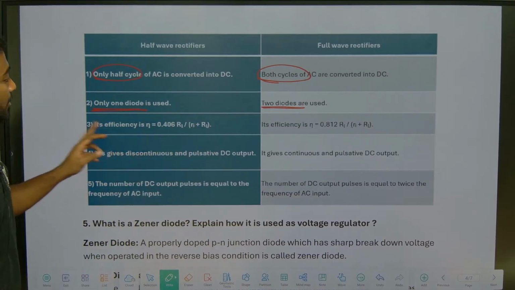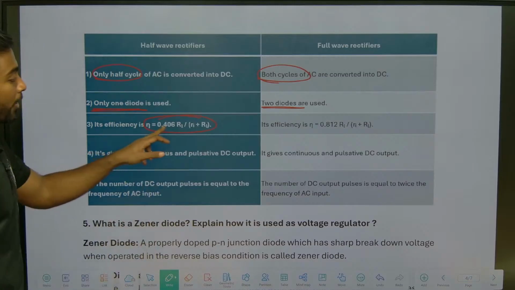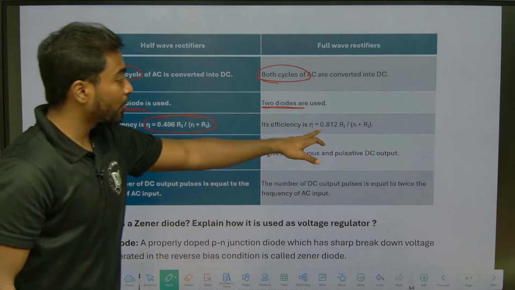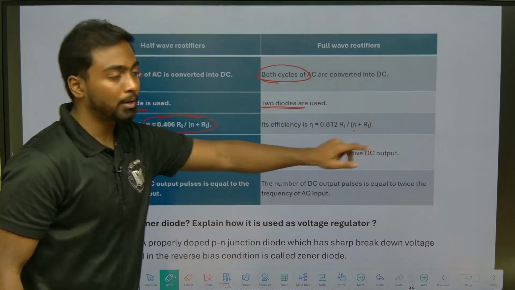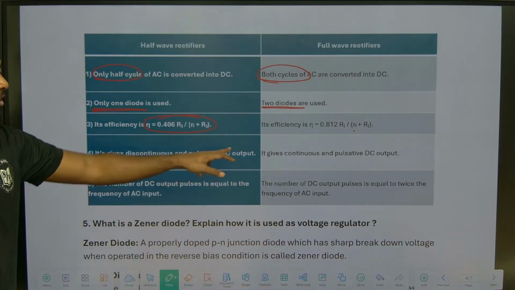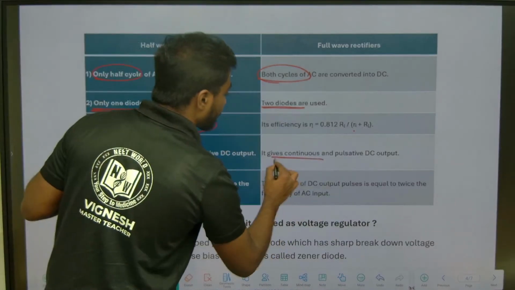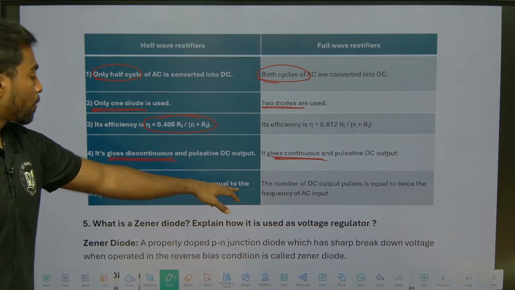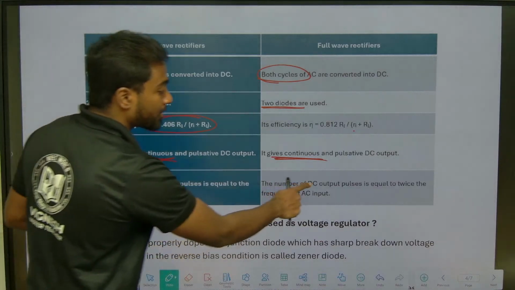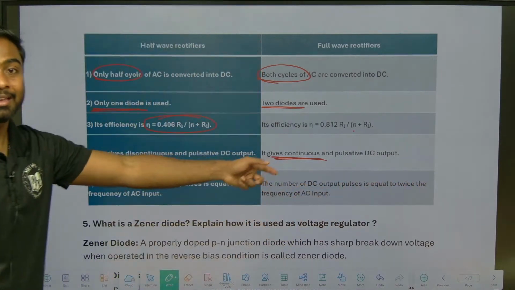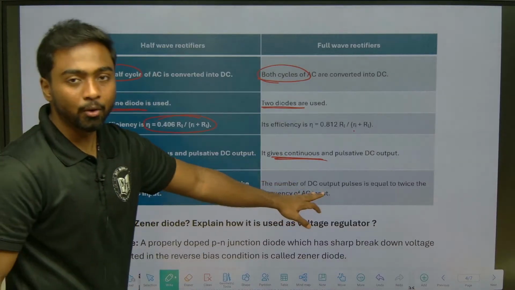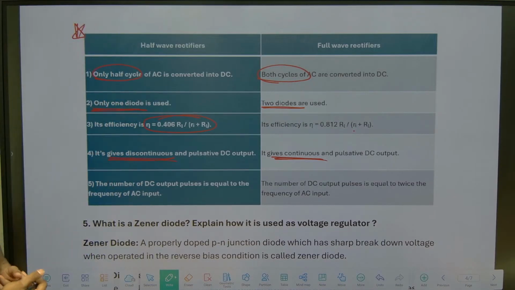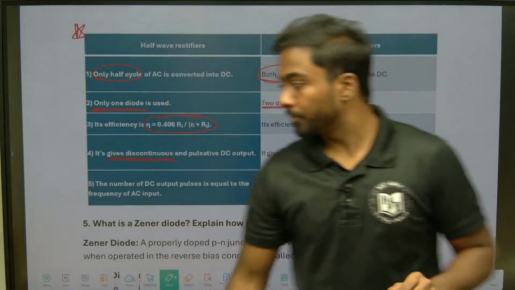Its efficiency is eta equals 0.406 R1 divided by RA plus R1, whereas here 0.812 R1 divided by RA plus R1. Okay, it gives discontinuous and pulsating DC output, whereas here it gives continuous output. The number of DC output pulses is equal to the frequency of AC input, whereas here the number of DC output pulses is equal to twice the frequency of AC input, because it gives both halves, whereas here it gives only one. So these are the differences between the half wave and full wave rectifier. It's an important question, you can take a note of this.